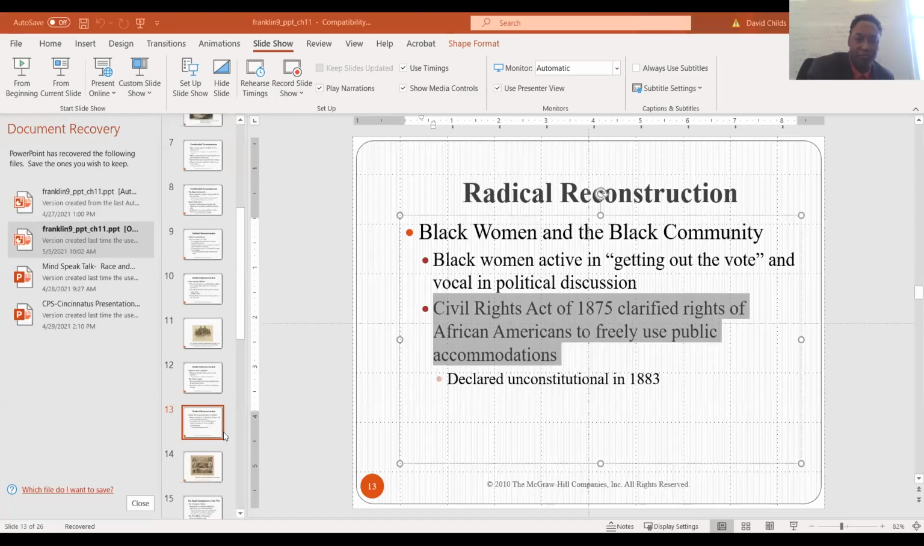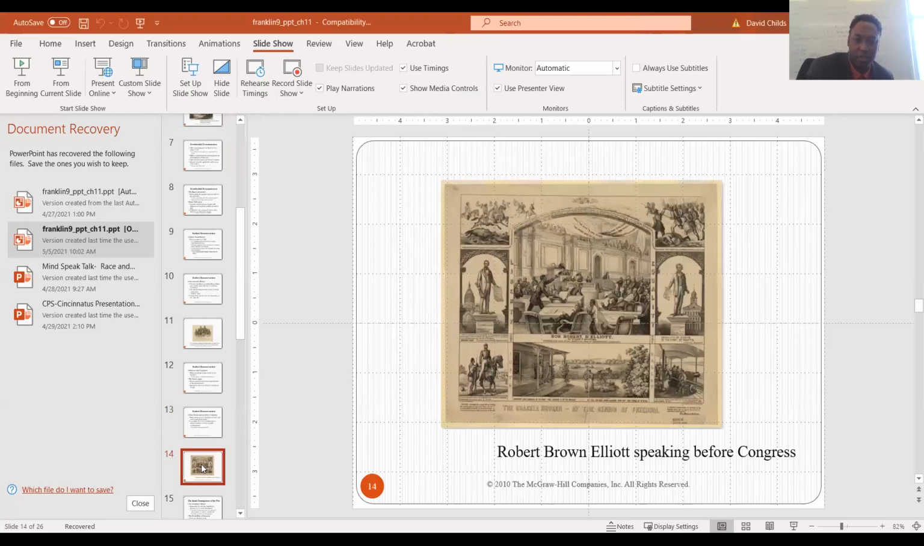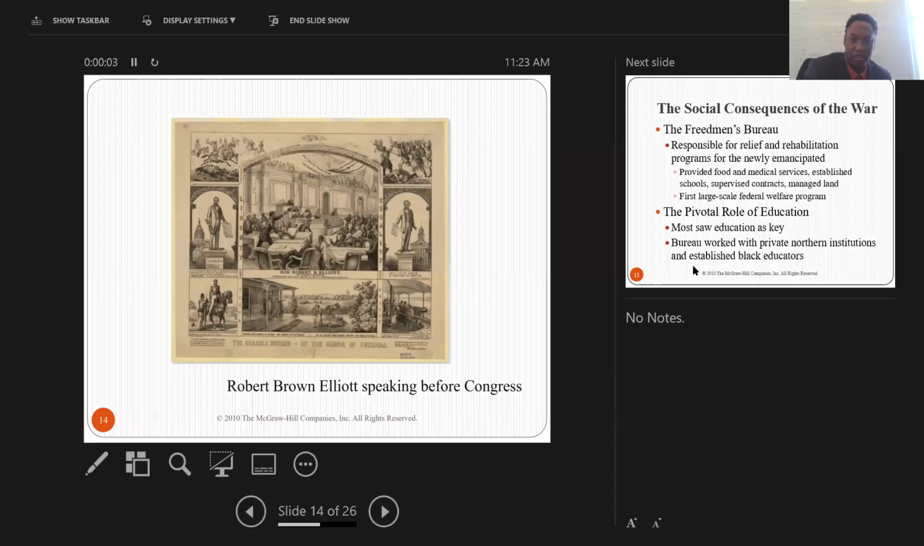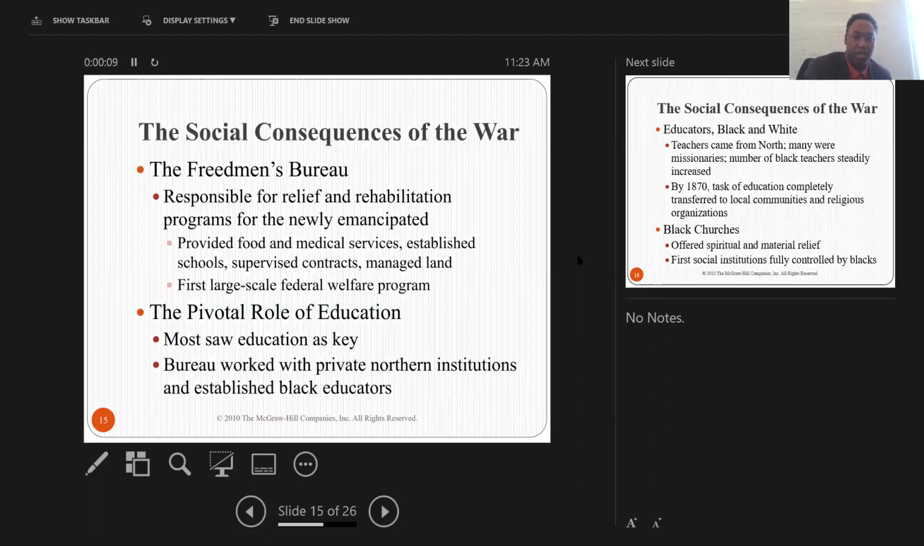So that's fascinating. Okay, slide 14. Robert Brown Elliot was another important person that was elected to Congress. He's speaking before Congress. So again, early on, just fascinating history that we get to experience, or that we never experienced. We never had a chance to learn about.